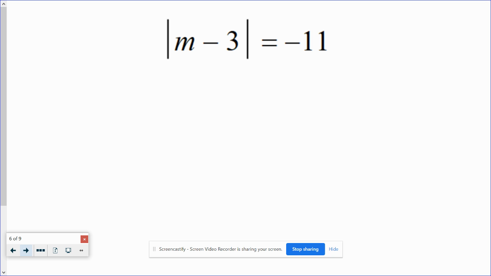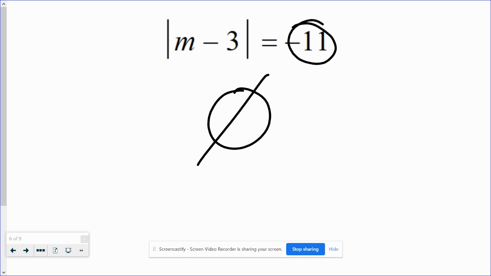This is one of those trick problems. Now, it only looks like a one-step problem, but the fact that this is a negative number right there, I cannot have absolute value equal to a negative. There's no work to show. This is a no solution problem.